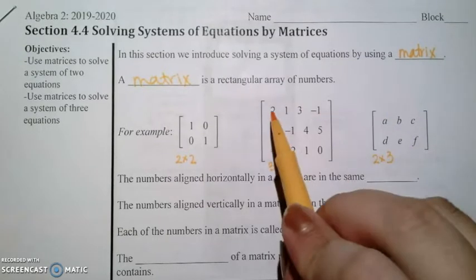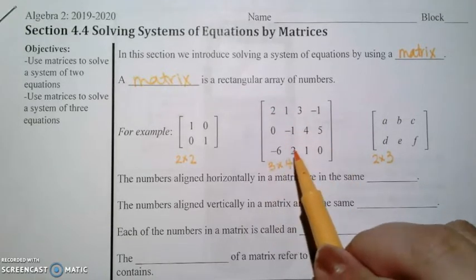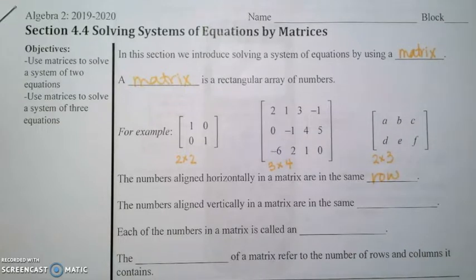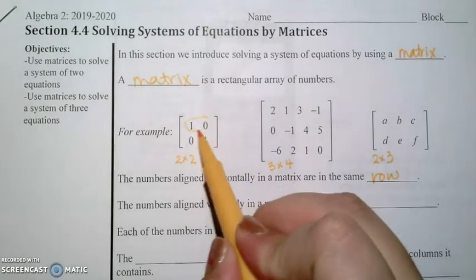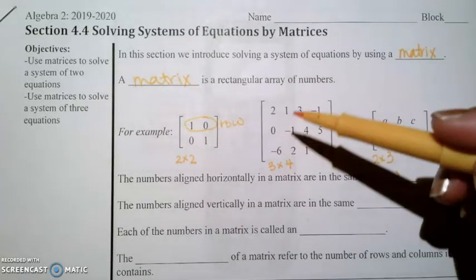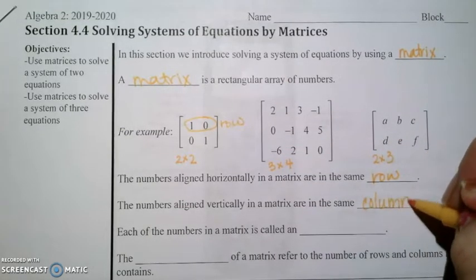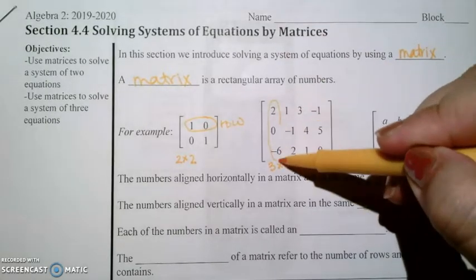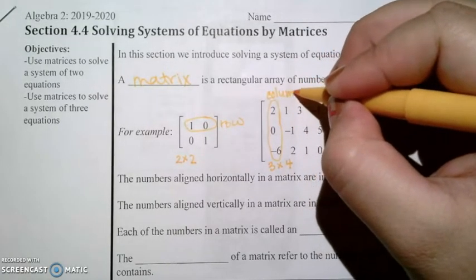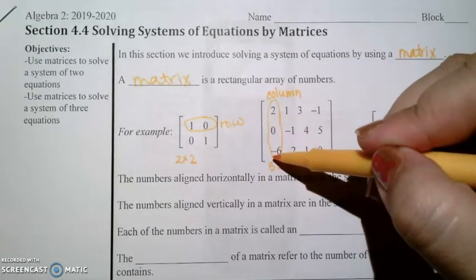So the numbers that are aligned horizontally, each one of these horizontal sets of numbers is called a row. Just like in a table, we call this a row. And then the vertically aligned numbers are called columns. So I'll label it in 2 different matrices so you can see which ones I'm talking about. Across is a row and down is a column.